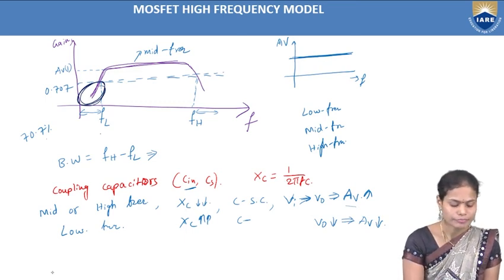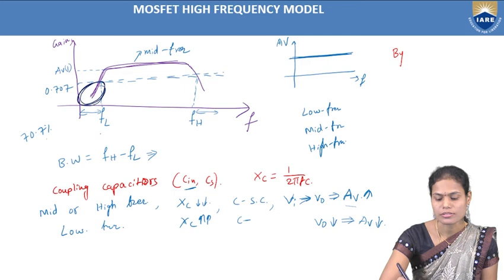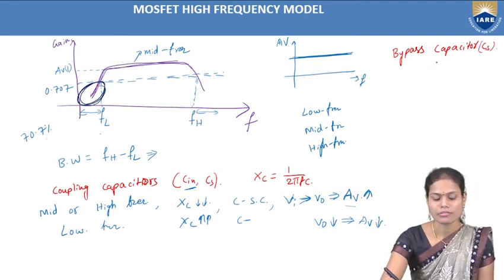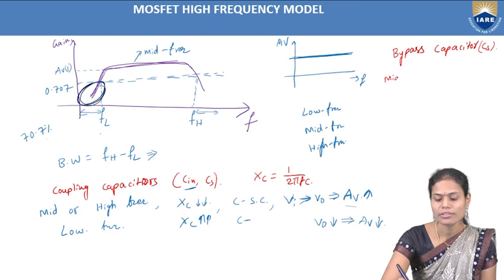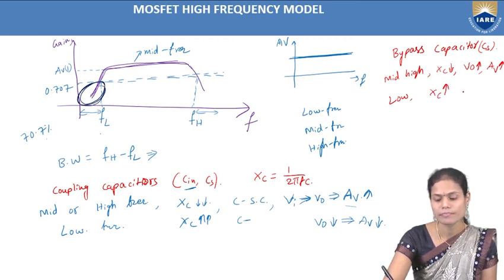And similarly, if we take the effect of the bypass capacitors, that is CS, here also at mid and high frequency ranges the reactance is very low, so the output voltage is very high and the gain is increasing. But at low frequencies, again the reactance of the bypass capacitor increases and the output voltage decreases.